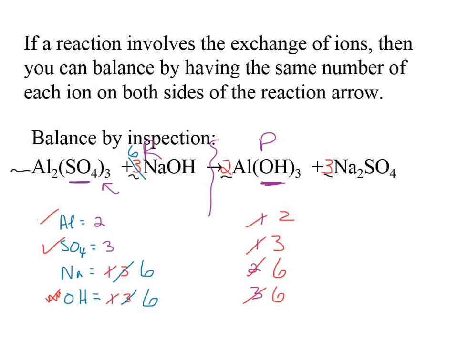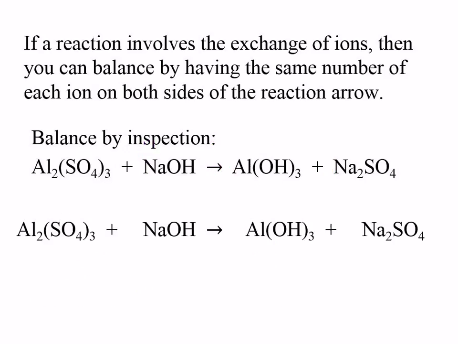Does that look okay? According to my math, I'm good. What do you think? So we balance 2 aluminums, 3 SO4s, 6 Nas, and 6 OH. So my set of stoichiometric coefficients are 1, 6, 2, and 3. Any questions about that?